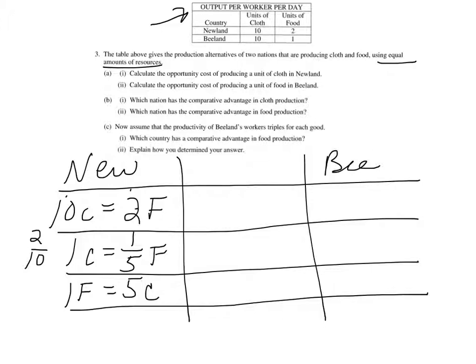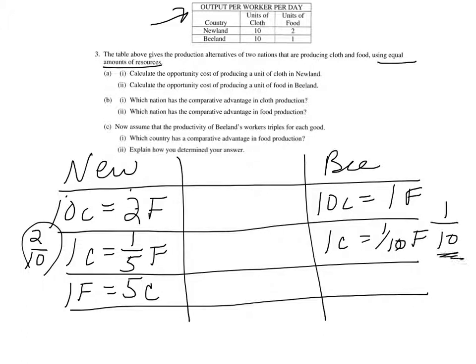Beeland can produce 10 units of cloth or 1 unit of food. So this is pretty easy, right? So 1 unit of cloth then is going to equal 1/10 a unit of food. And it's really exactly what I talked about over here. If I'm not producing food, I'm going to put that on top, and what I'm figuring the opportunity cost for is on the bottom. So that also means, and this is already up here, 1 food equals 10 units of cloth.